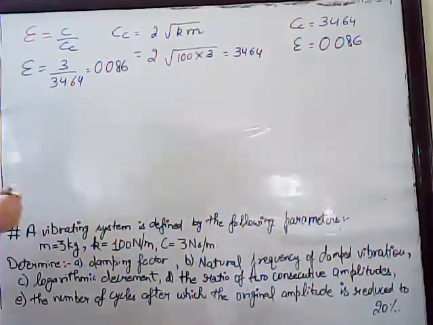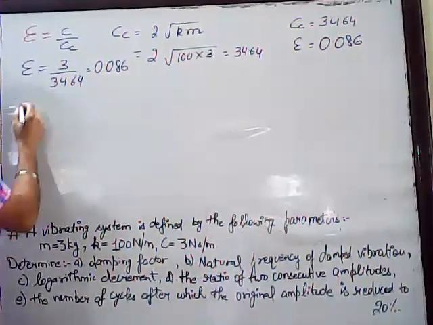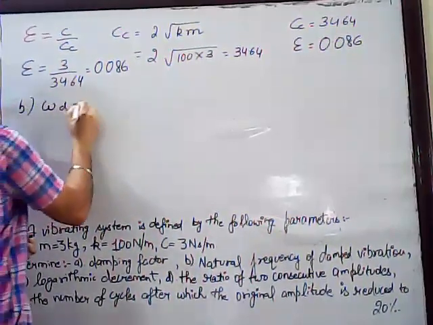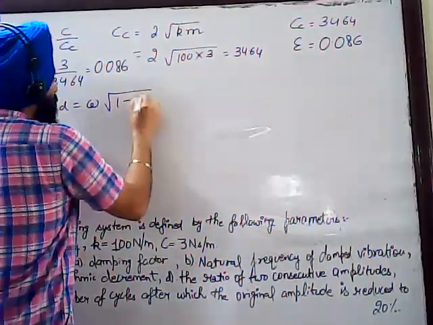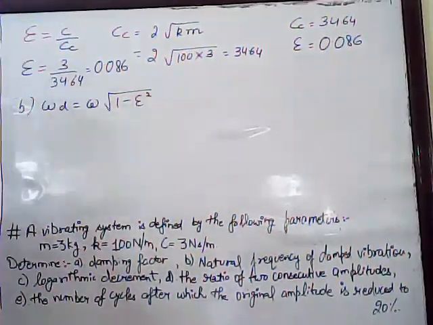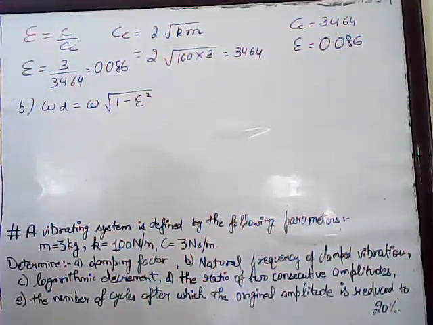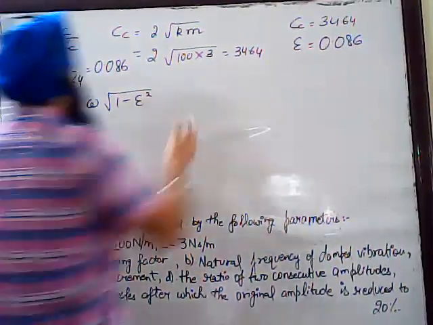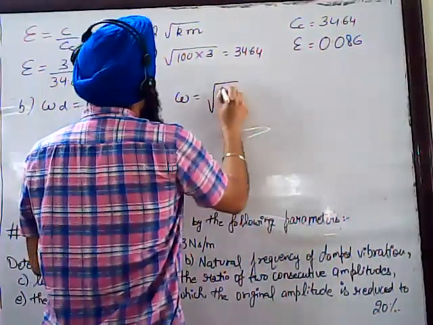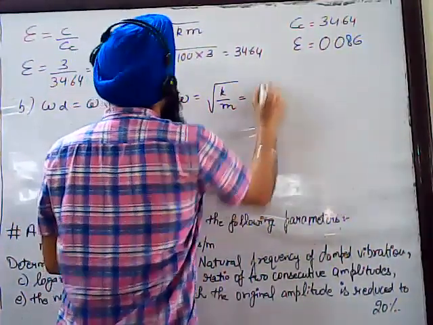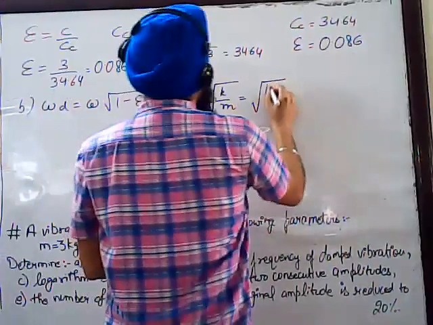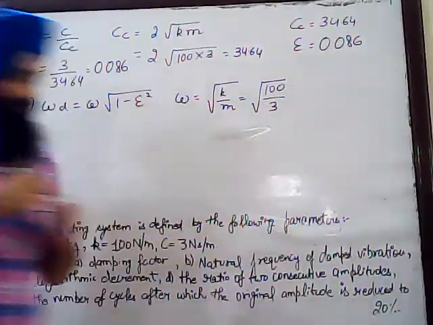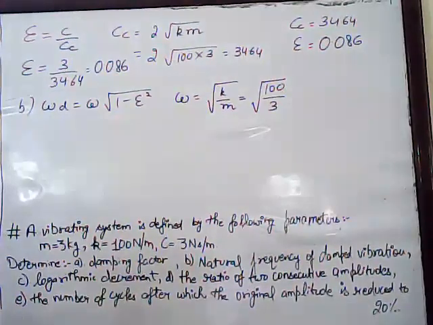Natural frequency of damped vibrations. As we know, the formula for omega d is equal to omega into under root of 1 minus epsilon square. So first of all, we have to calculate the value of omega. We know that omega is equal to under root k upon m. So the value of k is 100 and the value of mass is 3.